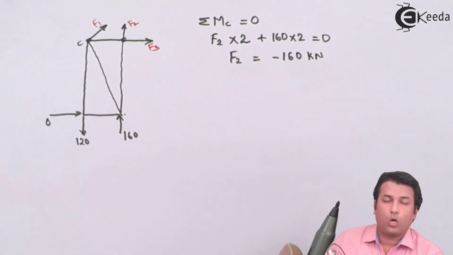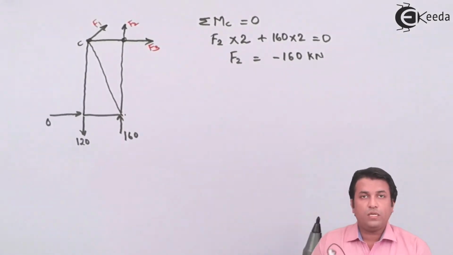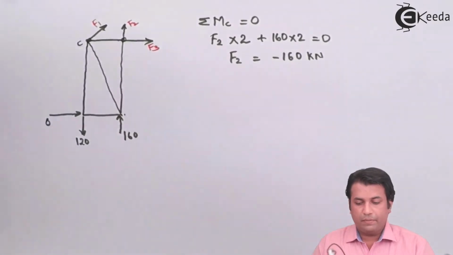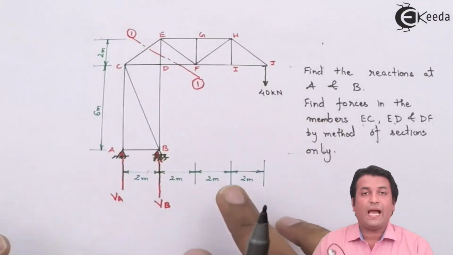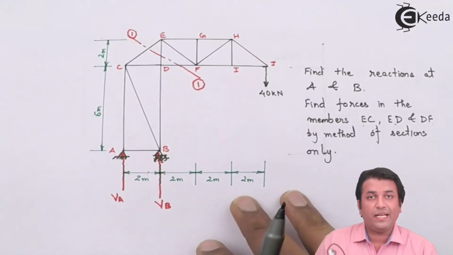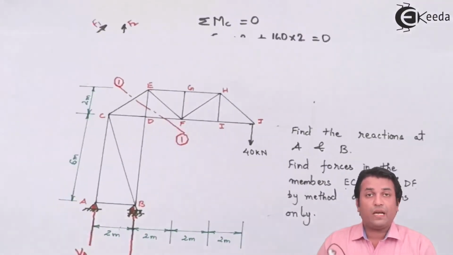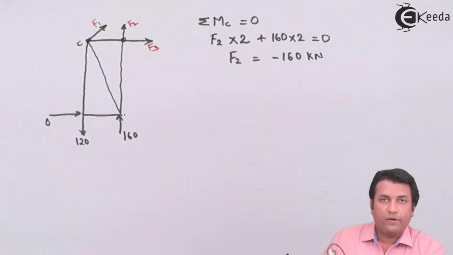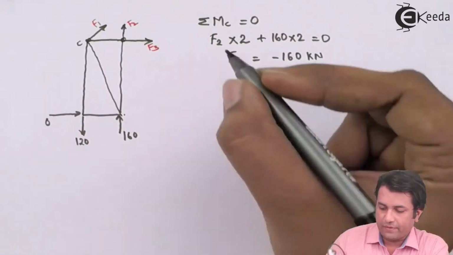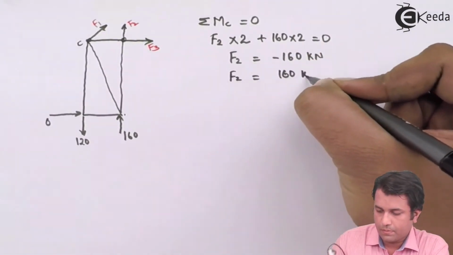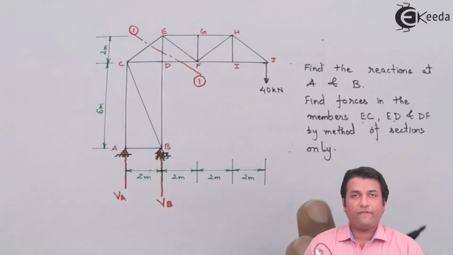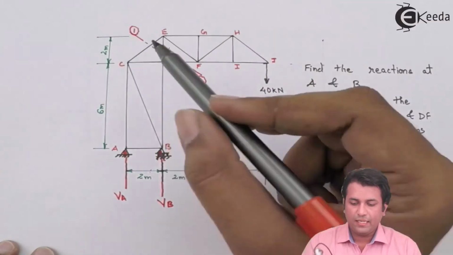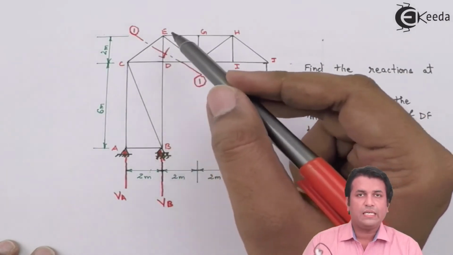That means what? I have assumed the force in the member F2, that is the member DE, to be acting tensile. But since I'm getting the answer negative, that means my assumption that the force is tensile is wrong. The force is actually compressive. I have found the force in the member DE. Now next is DF and CE.